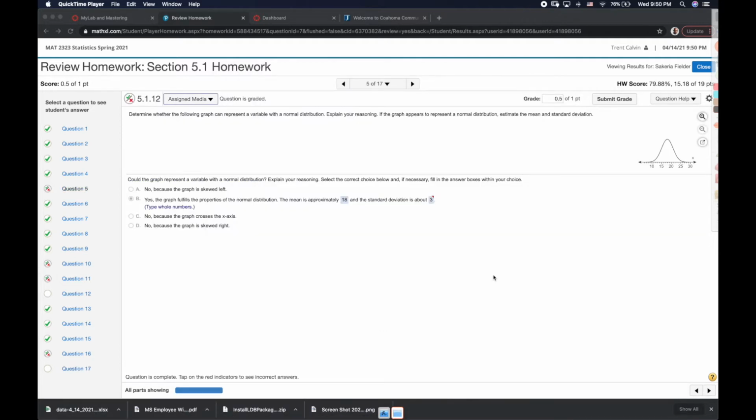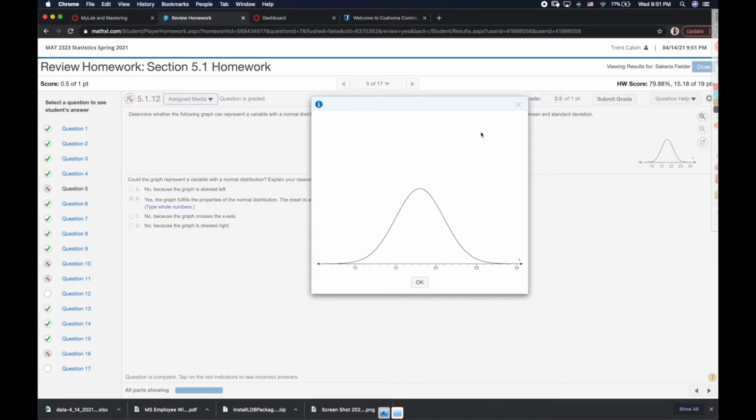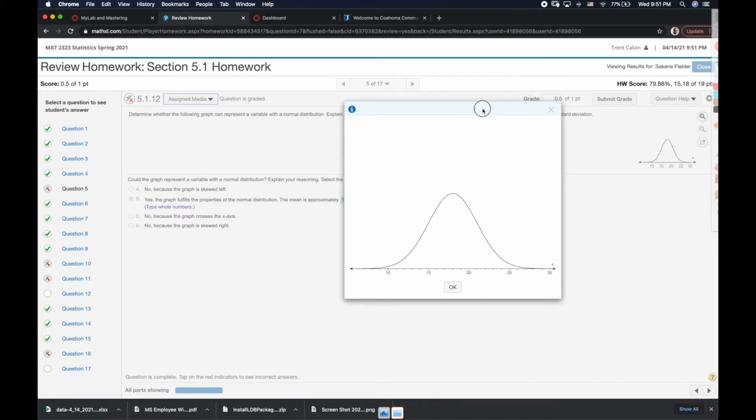Some of the problems we missed. This is section 5.1, and I see you got partial credit for number 5. It says determine whether the following graph can represent a variable with a normal distribution. Explain your reasoning. If the graph appears to represent a normal distribution, estimate the mean and standard deviation. Here is our graph, and it's a normal bell curve. So yes, it does represent a normal distribution.